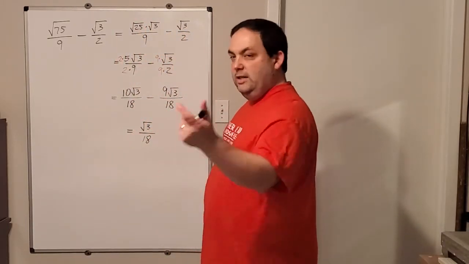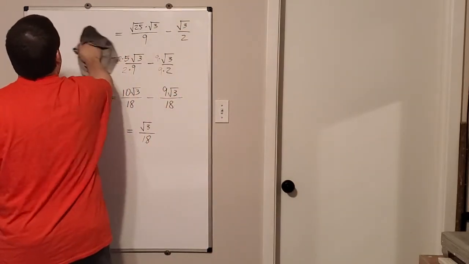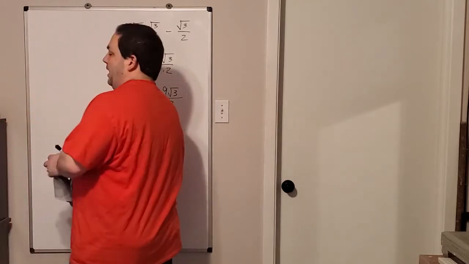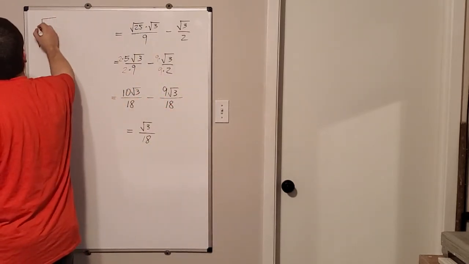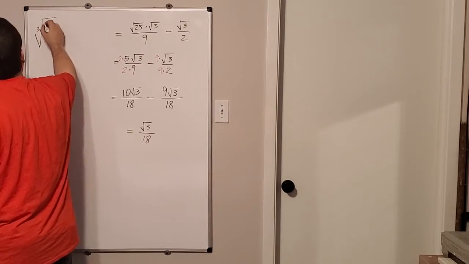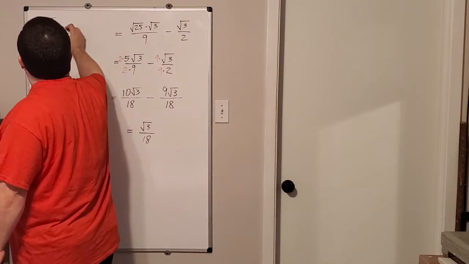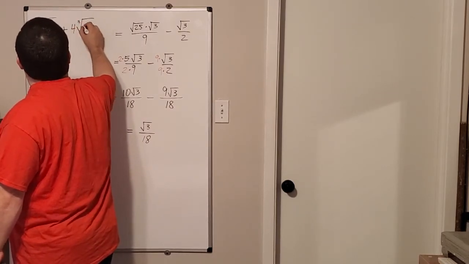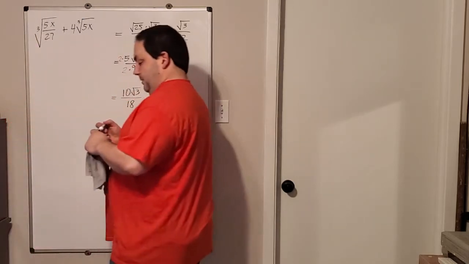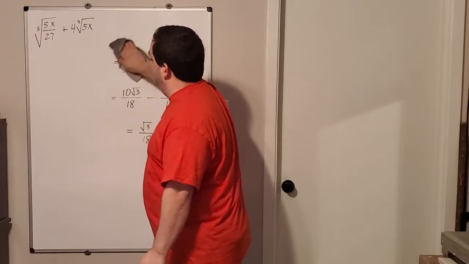All right, so let's get another fraction example in here. Let's see what happens when I do the overall third root of the entire fraction 5x over 27, plus 4 times the third root of 5x. So we've got third roots this time to worry about.